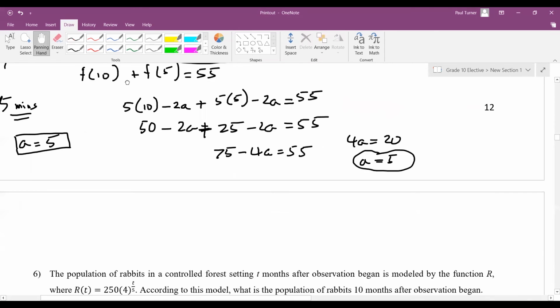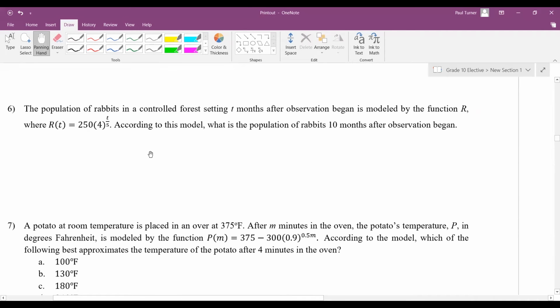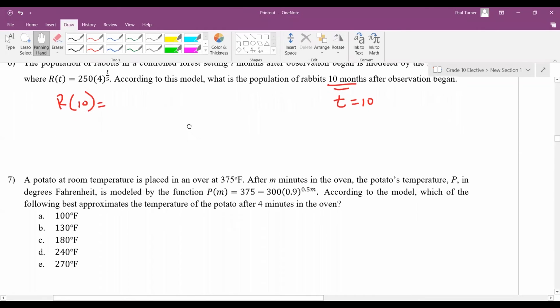Just go down a bit. I'll give you time to do these yourself. I think this one is okay. 10 months. So t equals 10 here. And then you calculate the value for R(10). So you can do that yourself, that one. I think that's easy enough.